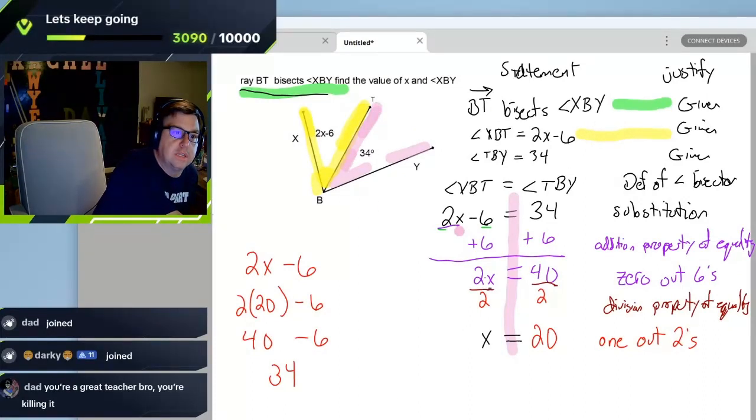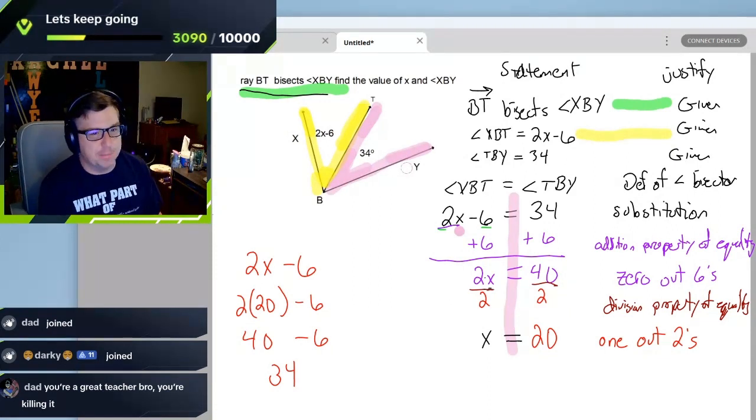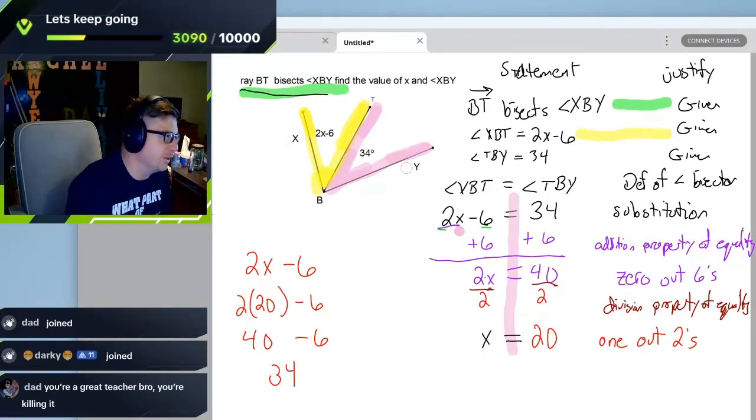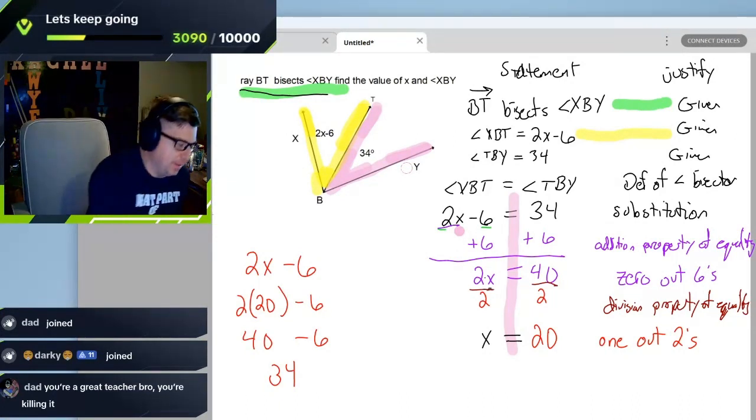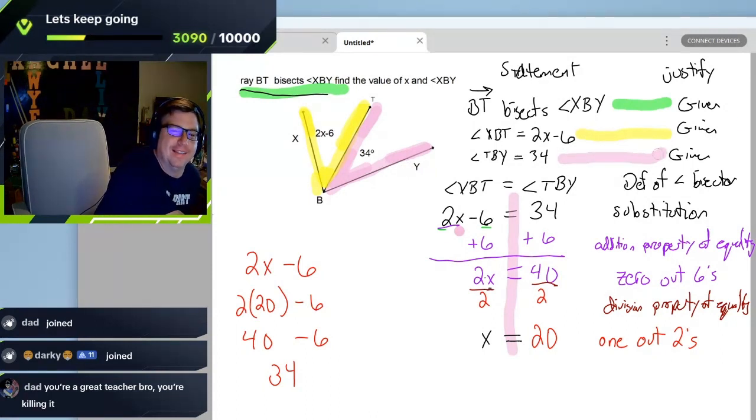Now the other angle, T to B to Y. I always want to go back to TCBY. It used to be like a frozen yogurt place. Back in my day, what do they call it, Sugar Berry? That would be the Sugar Berry of my time. Anyway, so we have TBY. TBY is 34. And you can see right inside of that angle, it's 34. The picture tells us that's given information.